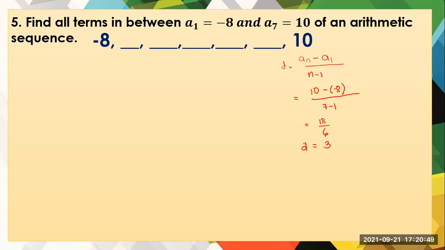Okay. So since we now know the common difference, that is 3, we can actually solve for the next term. So negative 8 plus 3 is negative 5. And negative 5 plus 3 is negative 2. Negative 2 plus 3, you have 1. 1 plus 3 is 4. And 4 plus 3 is 7. And 7 plus 3 is indeed 10. So therefore, the arithmetic means are negative 5, negative 2, 1, 4, and 7.